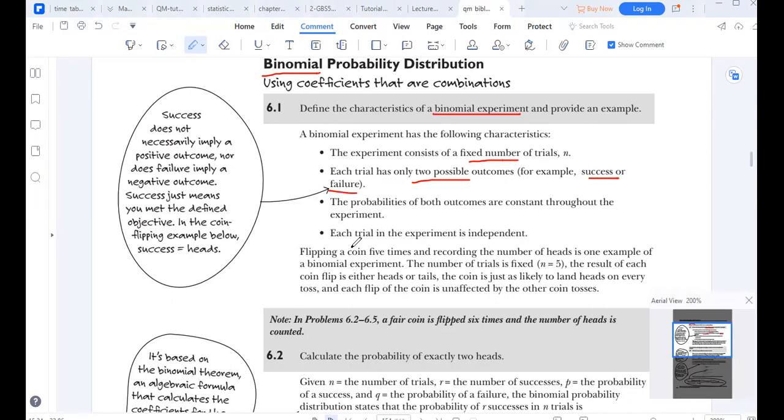Number three, the probabilities of both outcomes are constant throughout the experiment. And number four, events occur independently.